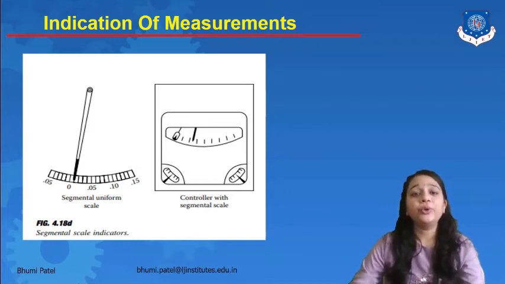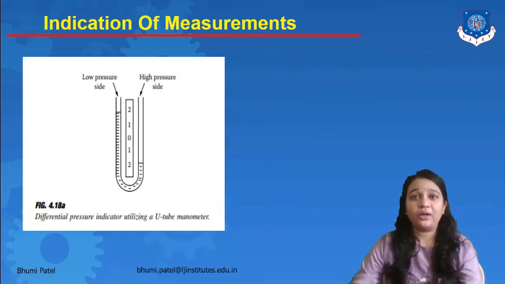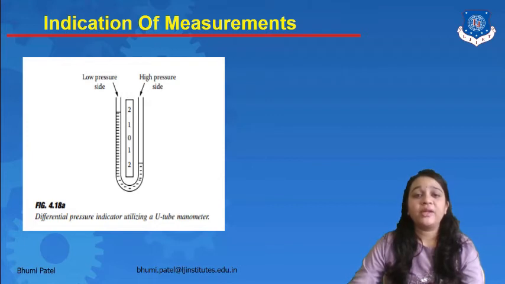Now this is the U-tube manometer. This is also used for indication. Different pressures are indicated using the U-tube manometer. In this diagram you can see that on one side is the low pressure side, and the other side is the high pressure side. Whatever pressure is applied to the instrument, we can measure using the U-tube manometer, and this is used for indication purposes.